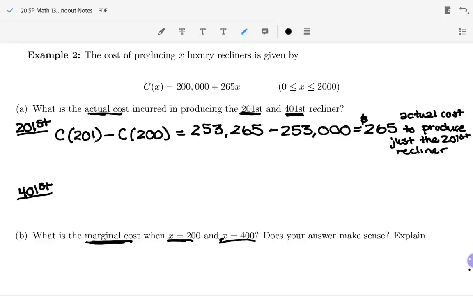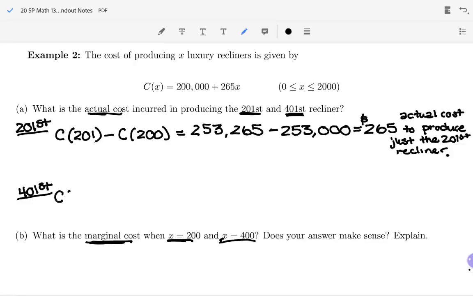And I like to say just because all 201 cost $253,265. A lot of money to produce that many recliners. But to do just the 201st is $265. So if they're selling these things for $200, they probably don't want to bump their production up that high because then the cost is outweighing how much they're selling it for. But if they're selling these recliners for $1,000, hey, might as well produce one more because it's only costing you an extra $265.